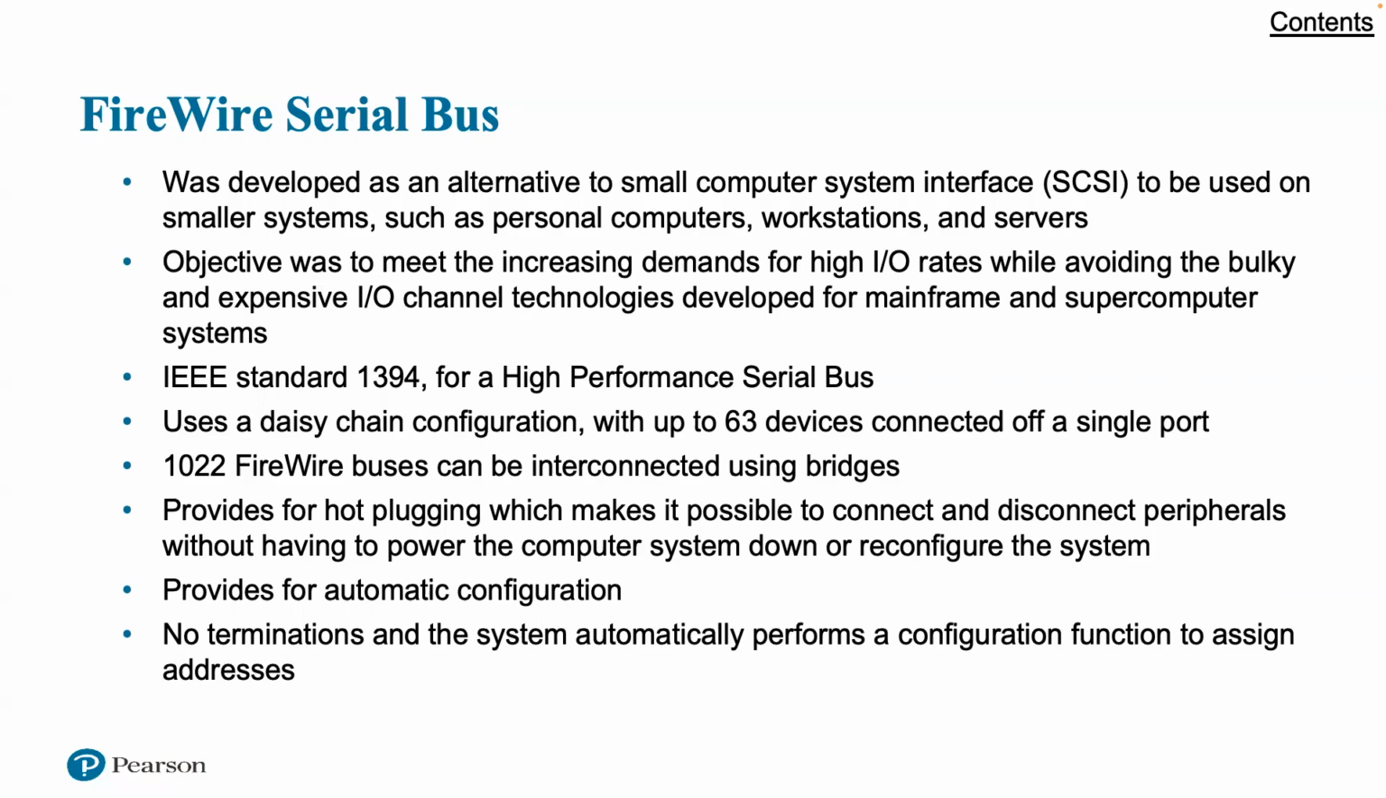FireWire uses a daisy chain configuration, with up to 63 devices connected off a single port. Moreover, up to 1022 FireWire buses can be interconnected using a bridge, enabling a system to support as many peripherals as required. FireWire provides for what is known as hot plugging, which makes it possible to connect and disconnect peripherals without having to power the computer system down or reconfigure the system.